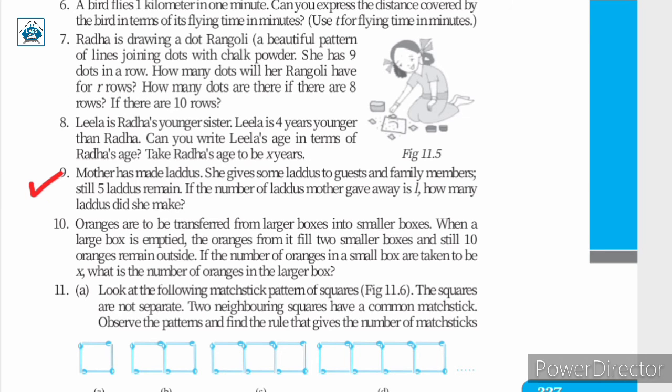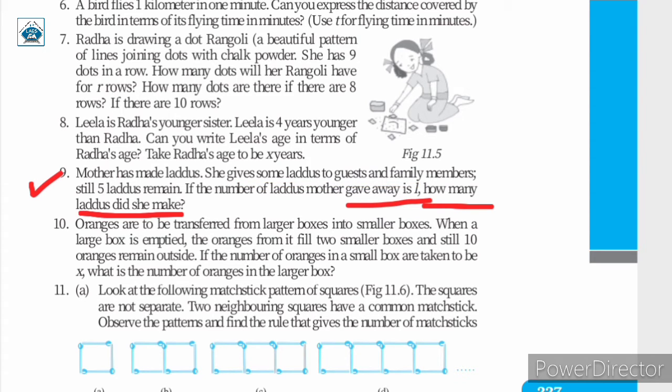Question number 9. Mother has made laddus. She gives some laddus to guests and family members. Still, 5 laddus remain. If the number of laddus mother gave away is L, how many laddus did she make? In this question, we need to find the total number of laddus made by mother. If she gave some laddus to guests and family members, we need to take it as L.